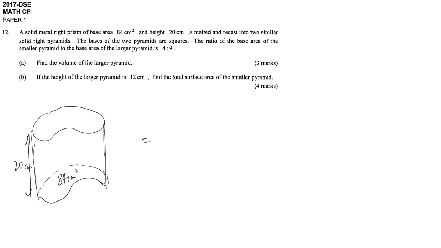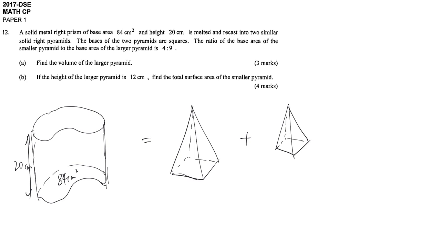And then we cut it into two similar right pyramids, pyramids with a square base. So the pyramid may be like this, and similar means we have one more, maybe a smaller one, but make sure that they have the same shape. And then they say the ratio of the base area. They don't tell you anything about that directly, but they tell you the ratio.